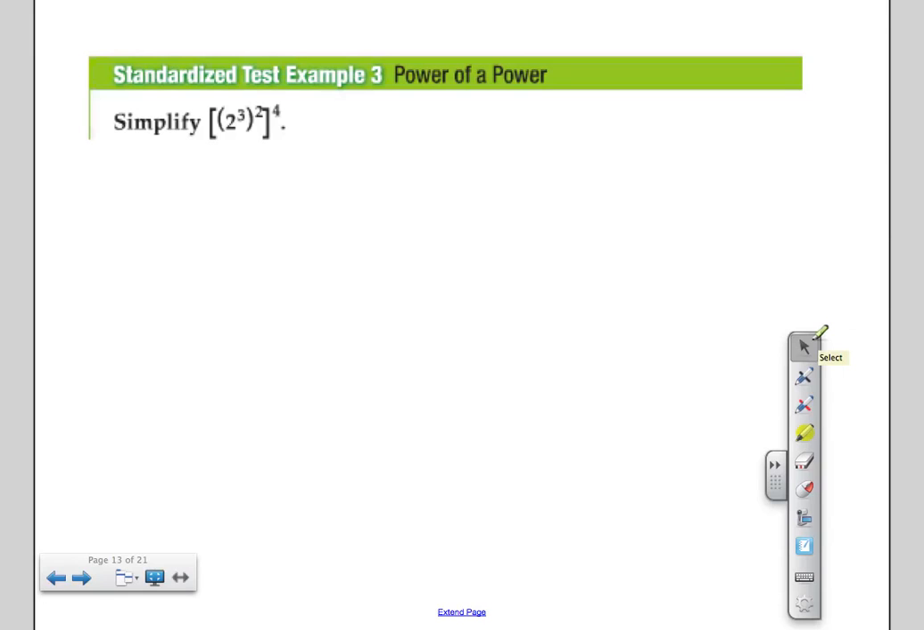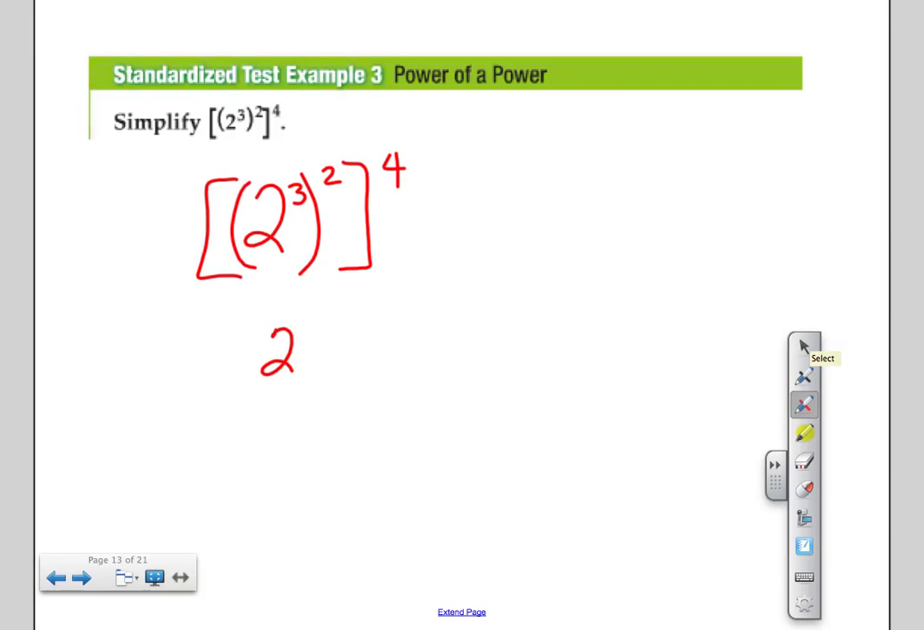Okay, let's try this one. Let's simplify 2 cubed to the power 2, to the power 4. Okay? All right, so we're going to break it down. We're going to go inside first, like with all parentheses. So 2 to the 3 times 2, right? 3 times 2 is 2 to the 6.